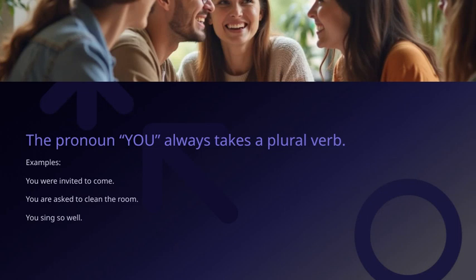Let's look at some simple sentences to understand how the pronoun you works in different contexts. First, consider the sentence, "You sing so well." Here, you is the subject, and when we use you, it always takes a base form of the verb, like sing. Next, in "You are asked to clean the room," you is still the subject, but notice the verb form changes to are asked, which is the passive voice. Finally, in "You were invited to come," you remains the subject, and the verb is were invited, showing past tense in the passive voice.